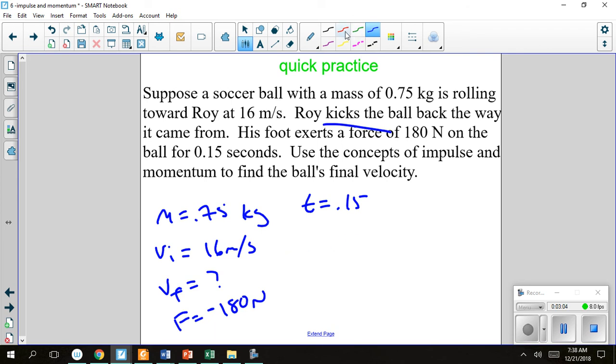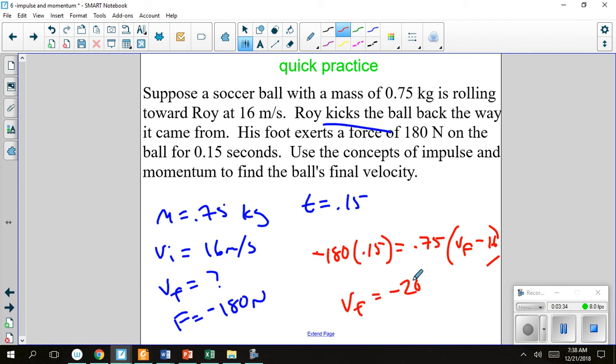Alright, so let's plug in some of our info here. So our force, negative 180, multiplied by our time, 0.15, should equal our mass, 0.75, times our change in velocity, which is velocity final minus 16. And that should give you negative 20 meters per second.